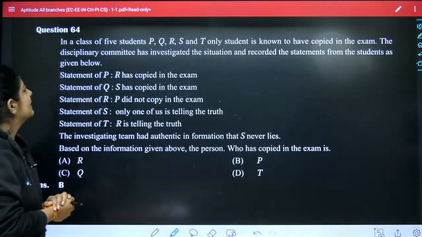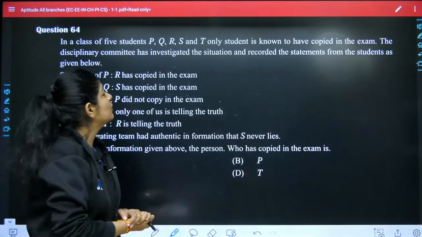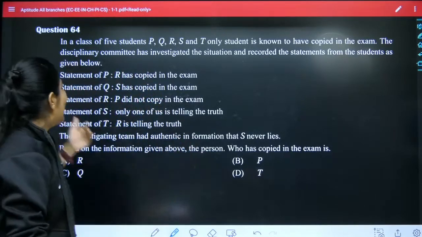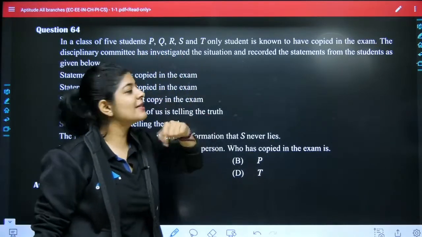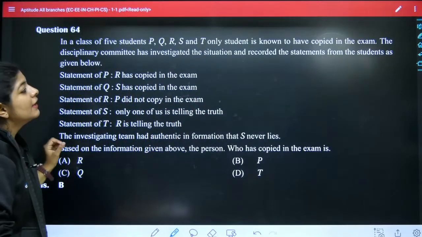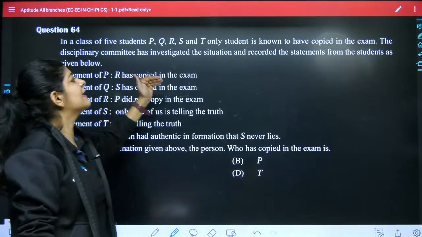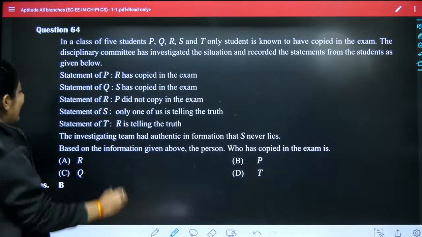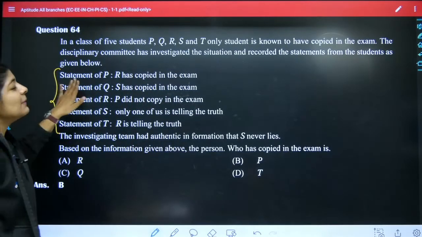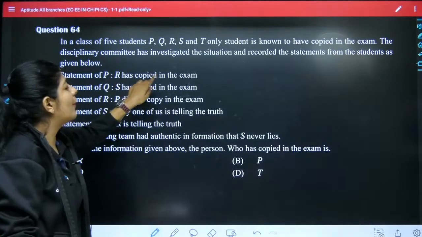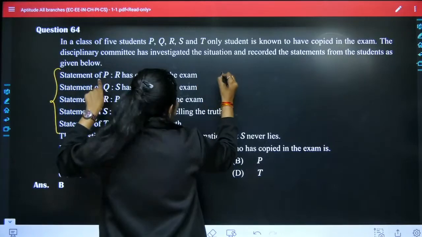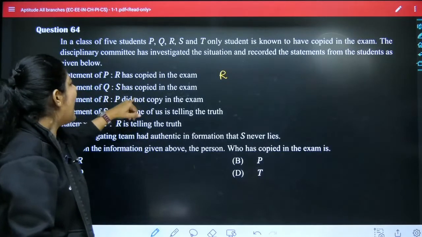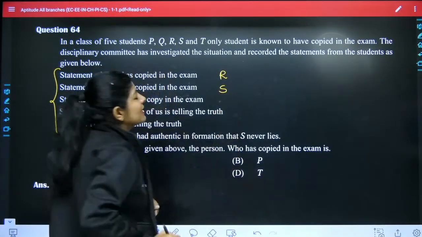Okay, here we have a puzzle. In a class of 5 students, P, Q, R, S and T, only one student is known to have copied in the exam. This is given in the question. The disciplinary committee has investigated the situation and recorded the statements from the students as given below. Here we have 5 different statements, right? P says R has copied in the exam. That means P is saying that R copied, right? Statement of Q: S has copied in the examination. That means S copied.